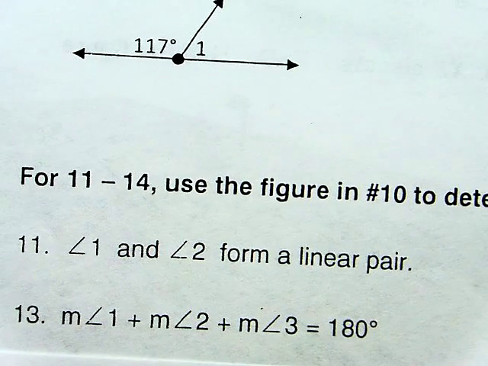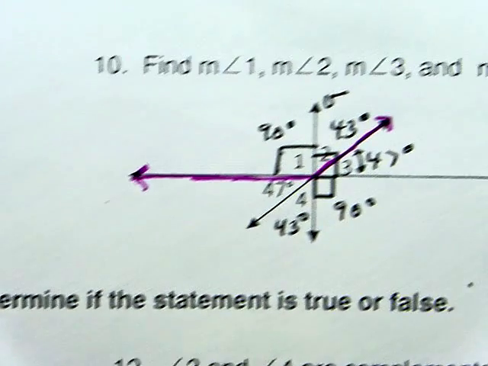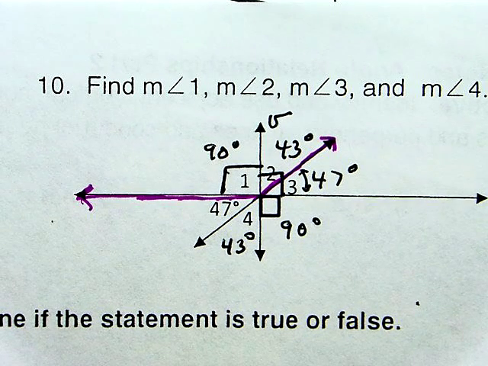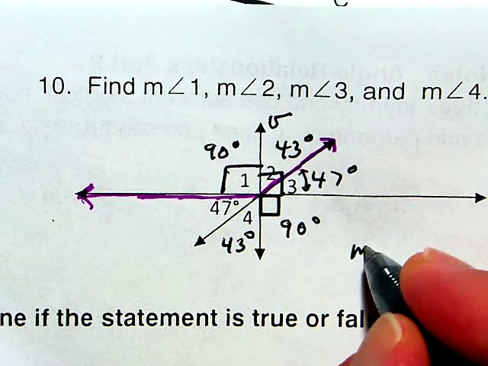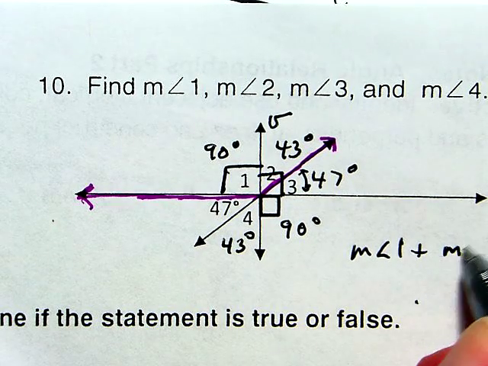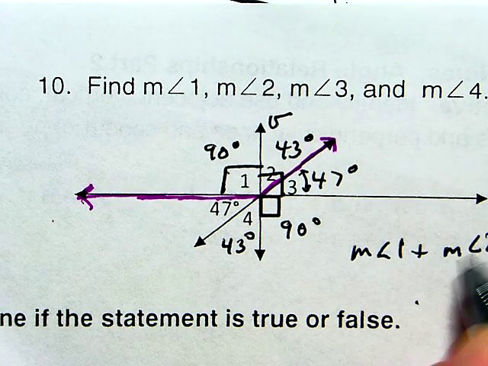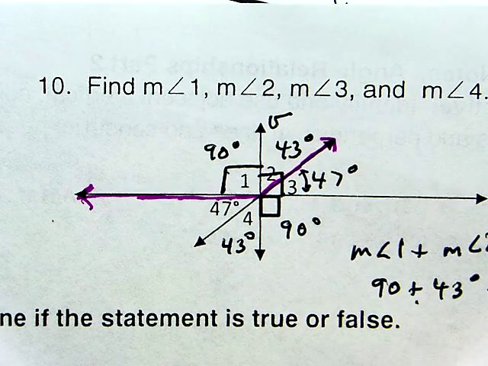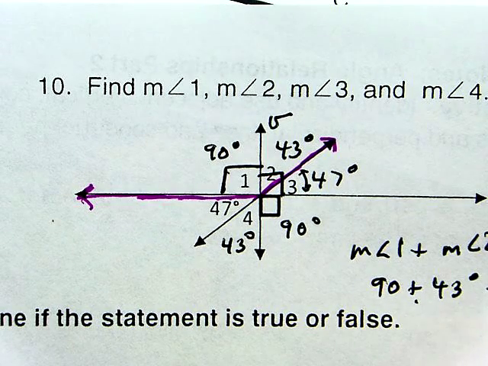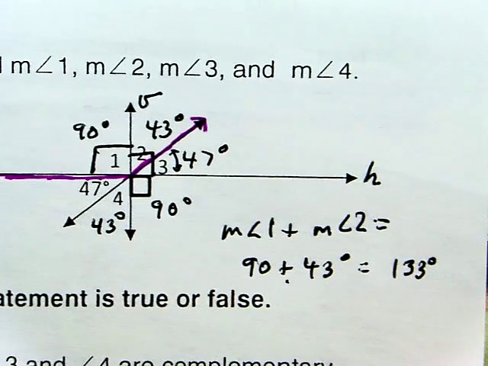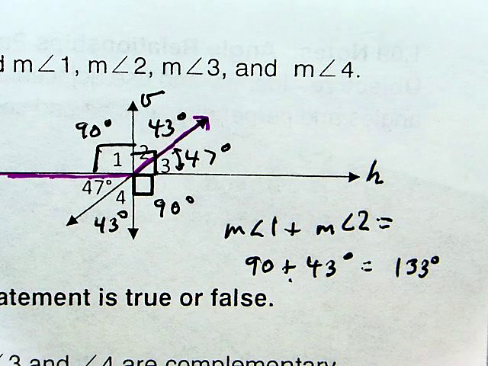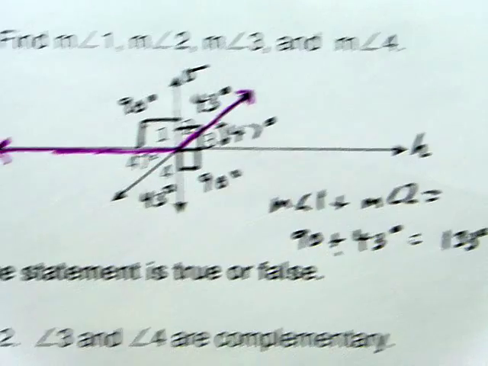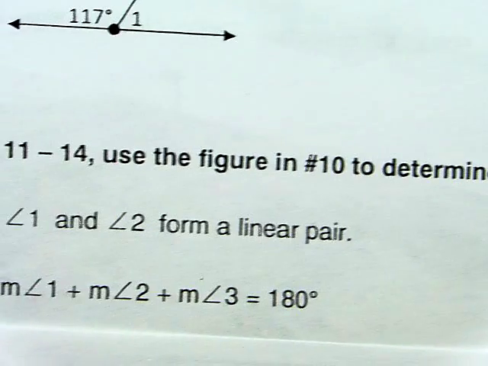What's another way we could have known that? Well, let's calculate the sum of the measures of angle 1 and angle 2. So the measure of angle 1 plus the measure of angle 2 is equal to 90 plus 43, which is equal to 133 degrees. Is that 180 degrees? No, it's not. So therefore, angles 1 and 2 do not form a linear pair. Let's look at question number 2.